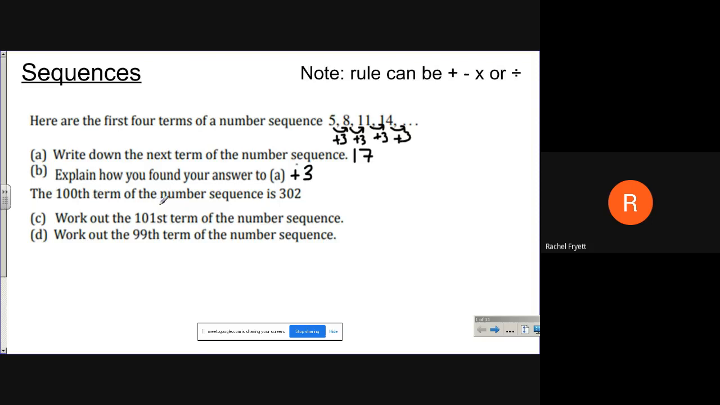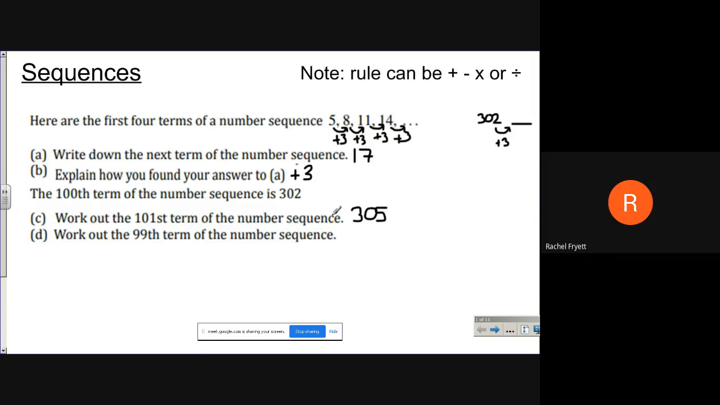We're then told that the 100th term of this sequence is 302. So this is somewhere down here, we've got 302. We want to work out the 101st term, this one. Well, the rule hasn't changed. Each time we're going to add 3. So 302 add 3 is 305.